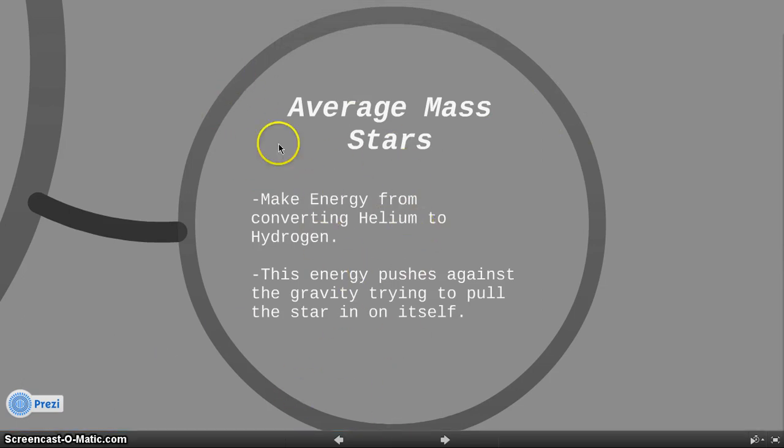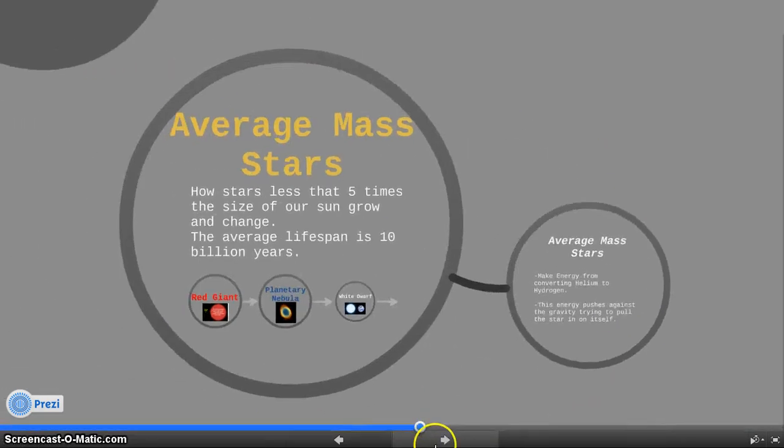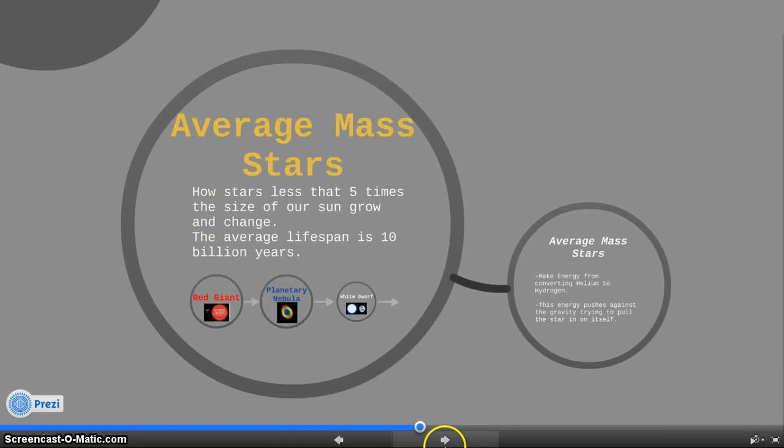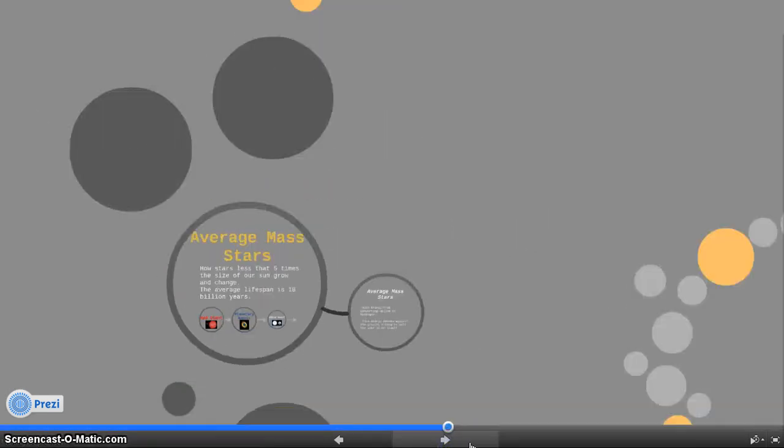And just like the balloon has air pushing out against the plastic outline of the actual balloon itself, the plastic is kind of like the gravity of the sun or the star. It's the exact same thing. So it's kind of a balance that's going on. They're finding an equilibrium, and that's how big the star is determined. So that would be average mass stars. Now we're going to go into a little bit more detail about red giants, planetary nebulas, and white dwarfs.